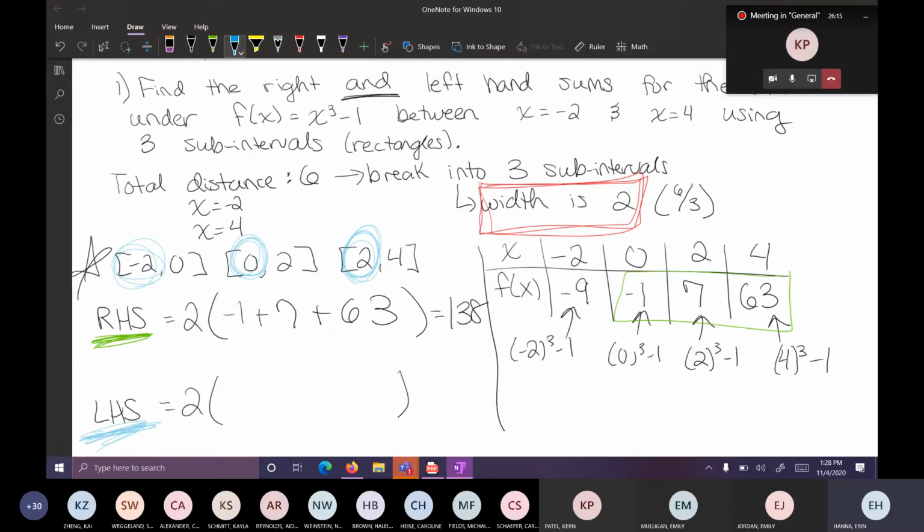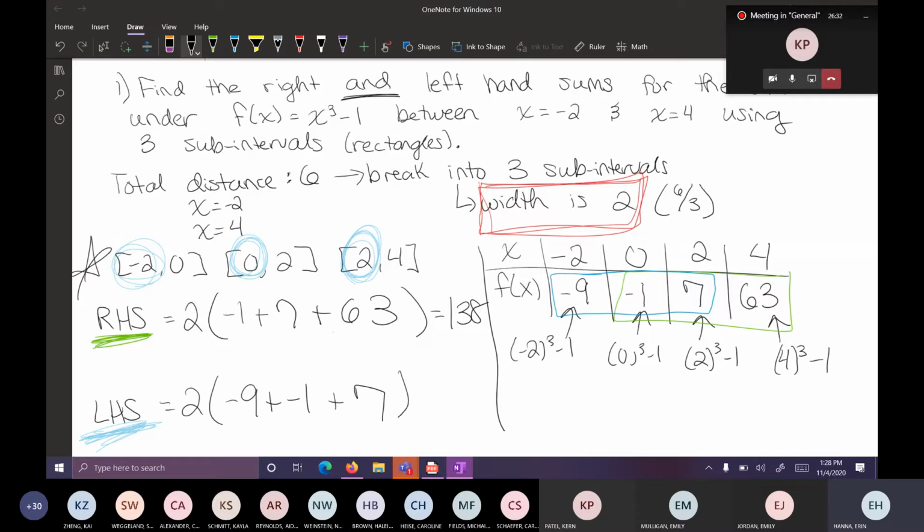So now for the left-hand side sum, I'm using the values at -2, 0, and 2. So this time I'm going to use the -9, but not the 63, because I'm only using the ones from the left side of the intervals.